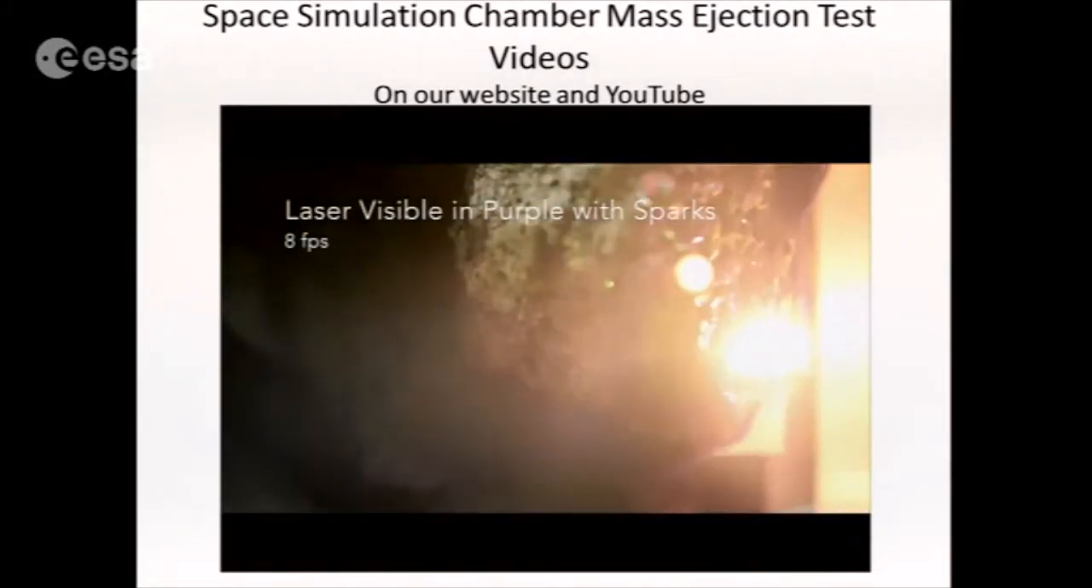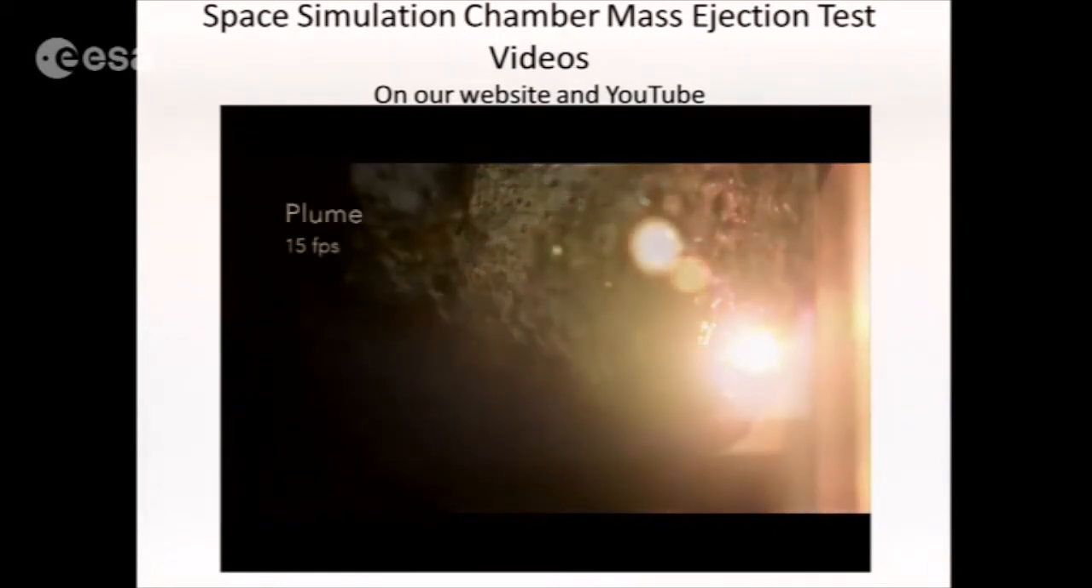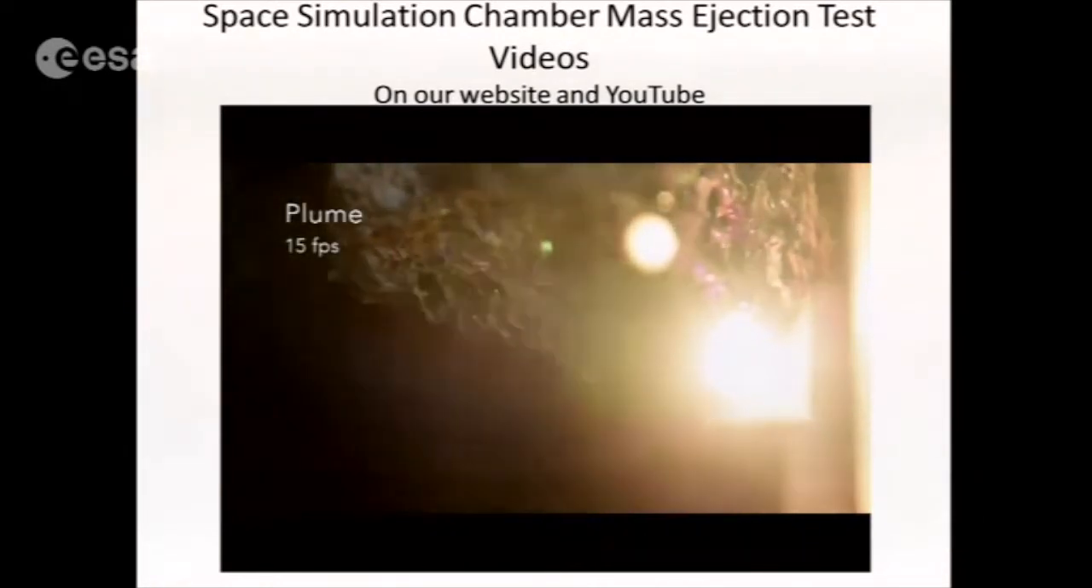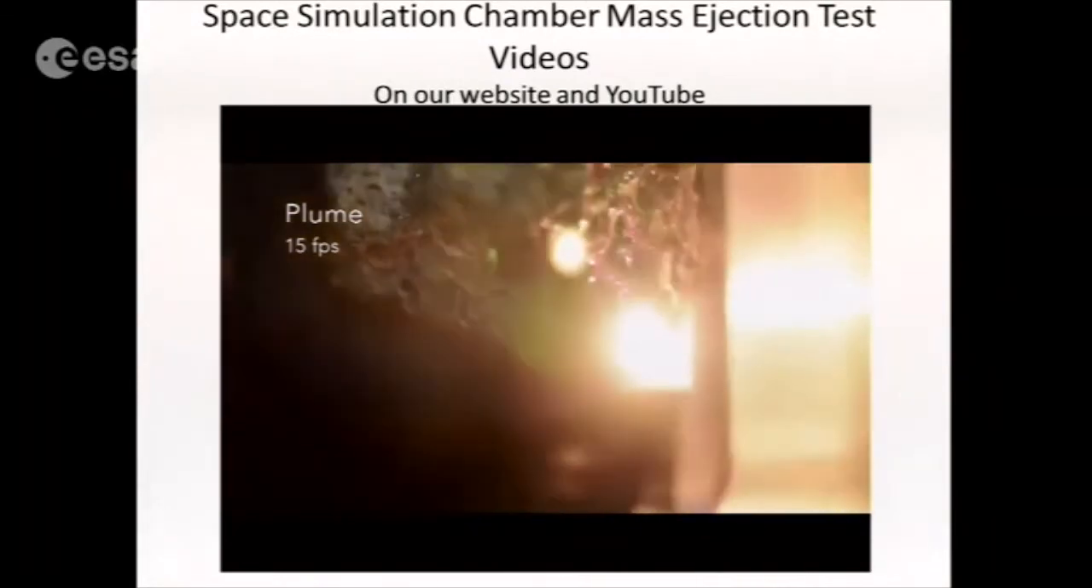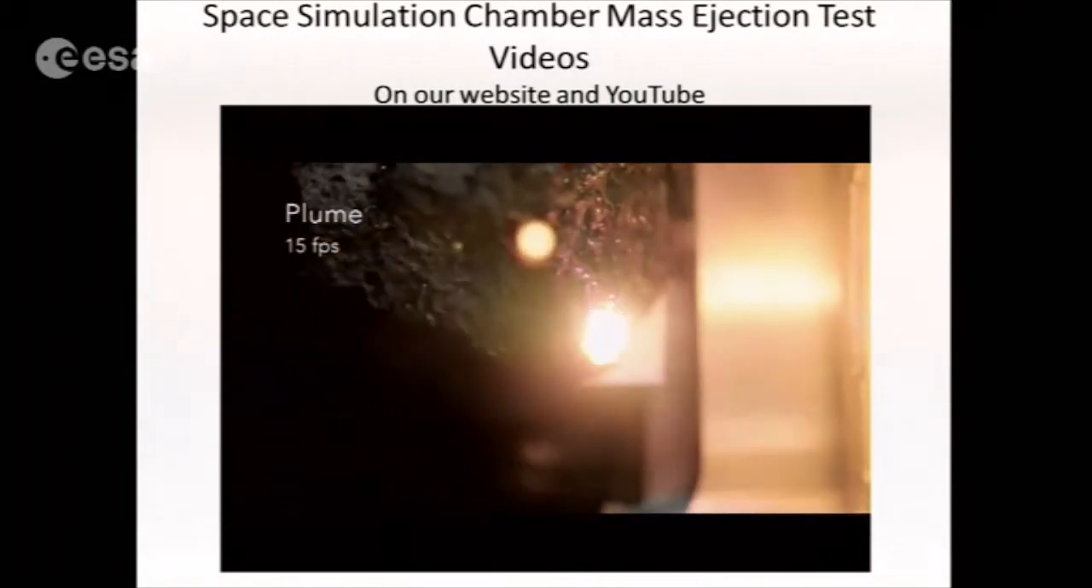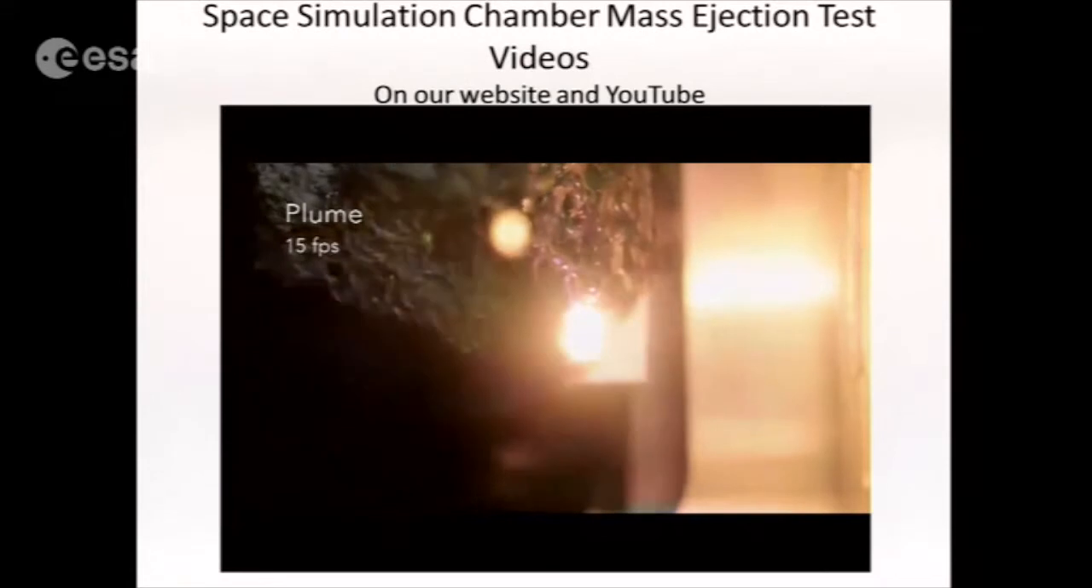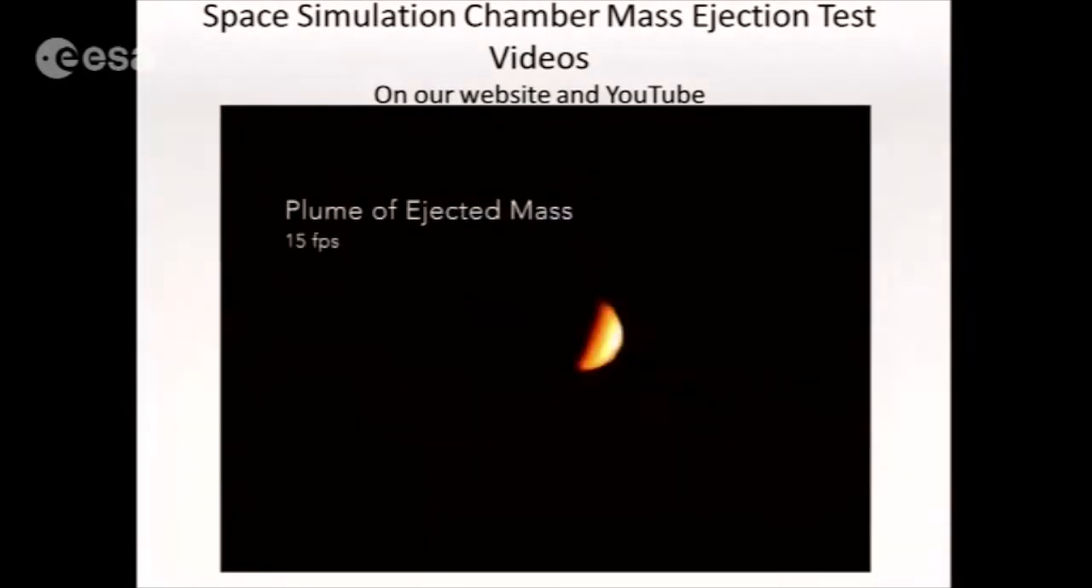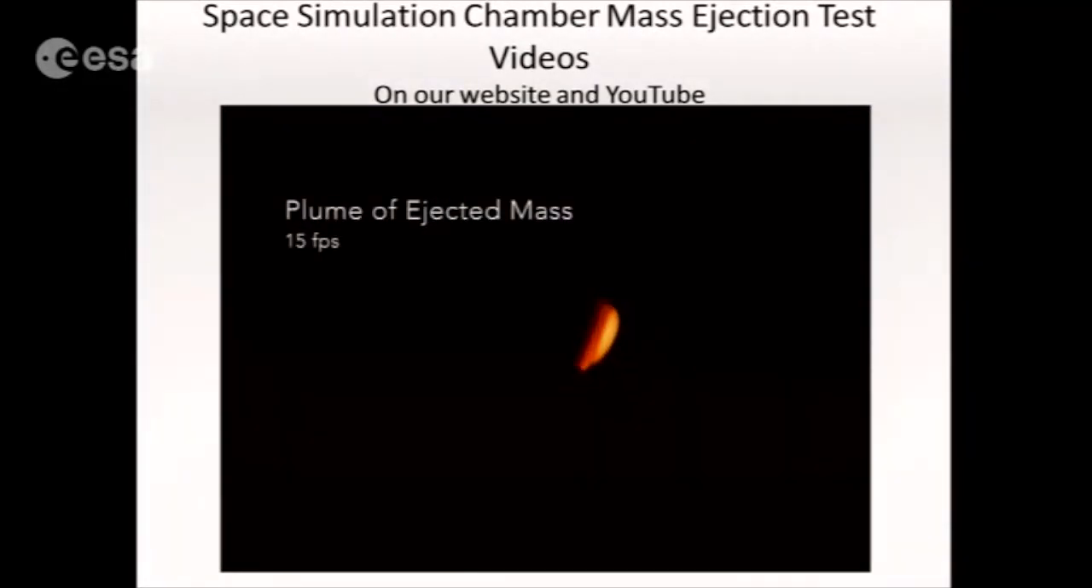We also see the laser visible in purple with some sparks in this clip, and we see the very bright spot of the laser on the basalt sample. If we look closely here, we also see a plume cloud. We see that bubble almost. It's very unique, and it just shows the unique environment at the surface of the sample.